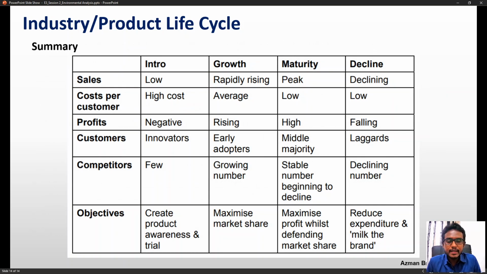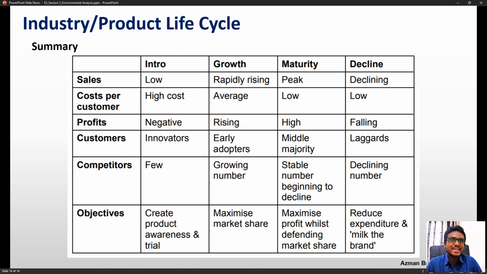Therefore, I did want to give you a quick summary of how each of these things is looked at in each product life cycle stage. So here in this table, we are looking at sales, the cost per customer, the profits, the customers, competitors, and objectives, which is why as an analysis tool, it's very useful, because the more accurately you classify a product into the relevant stage of the life cycle, the more accurately you can come up with various strategies that will ideally help the product stay in the market for as long as you need it to be, or you can make it to be, right? So take a look at this table very carefully.